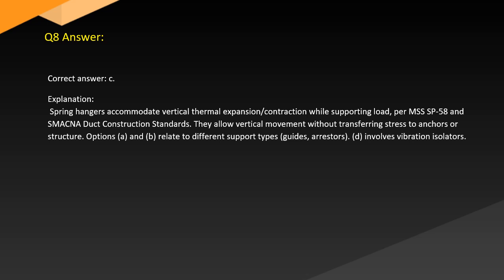Answer. Correct answer: C. Explanation. Spring hangers accommodate vertical thermal expansion and contraction while supporting load. Per MSS SP-58 and SMACNA construction standards, they allow vertical movement without transferring stress to anchors or structure. Options A and B relate to different support types, guides and arrestors. D involves vibration isolators.